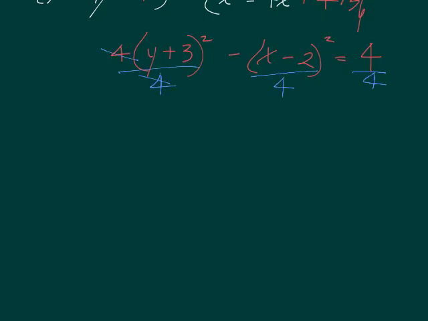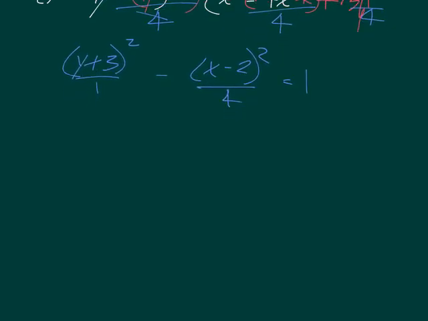So that will cancel. So that gives me (y + 3) quantity squared, and I have to put it over something, so I'm going to put it over 1. And this is going to remain (x - 2) quantity squared, and that's going to be over 4, and then that will equal 1. Okay, so that's looking pretty good. Alright, so we've got just another step here.